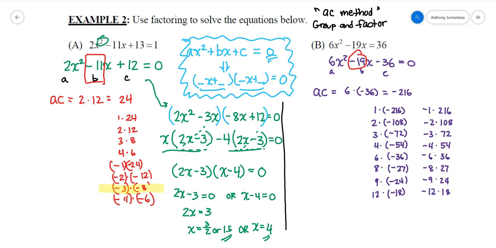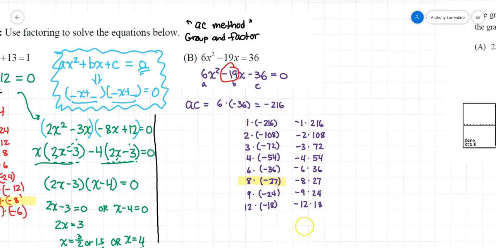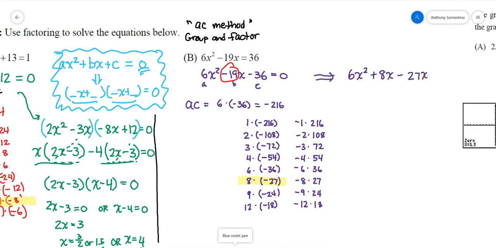And so when I take the two terms that I have in these lists and I add them together, I want to get negative 19. And that'll happen when I have 8 and negative 27. 8 plus a negative 27 is in fact negative 19. So that's the combination that I want to split that minus 19x into. So when I go to solve the problem further, and I rewrite the equation, now I'm ready to do that group and factor.